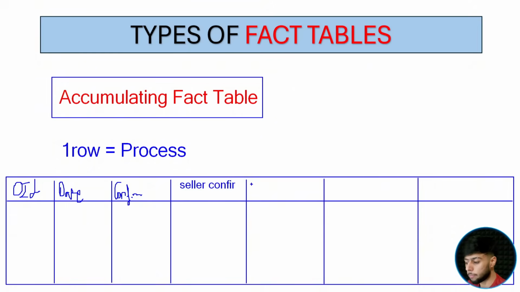Then when it will be dispatched from the seller end, that date, like dispatched date. Then collection date, maybe it will arrive at the Amazon center if they are delivering. So there can be so many dates, and at the end you will have the delivery date, or let's say delivered date. So every record is describing the journey of a particular product, of a particular transaction. So here one row equals the process or the journey.